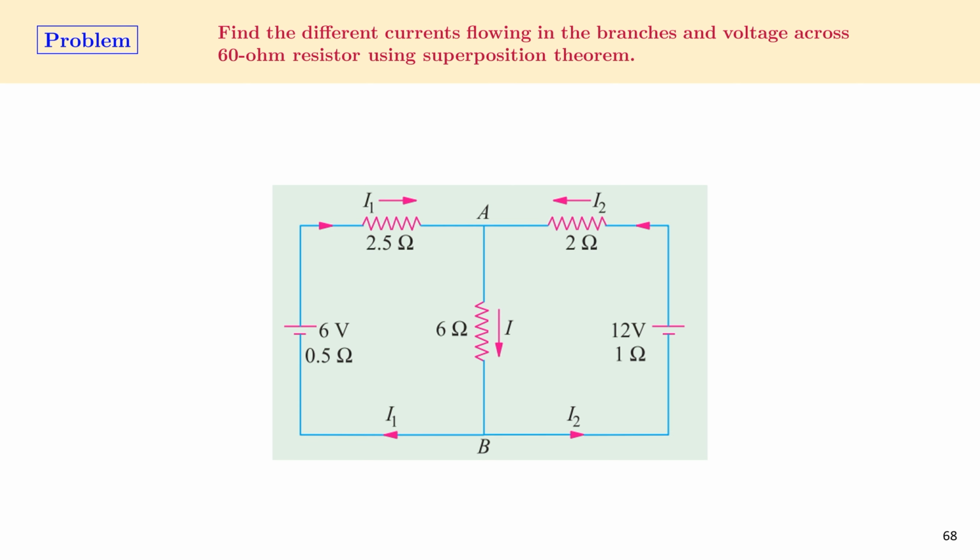To get a better understanding of the theorem, let's work out this problem. Find the different currents flowing in the branches and the voltage across the 6 ohm resistor using the superposition theorem. That is, we have to find out the values of I1, I2, then I, and also the potential drop across the 6 ohm resistor.